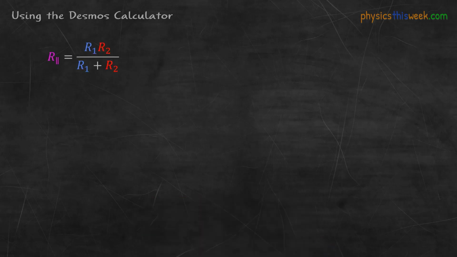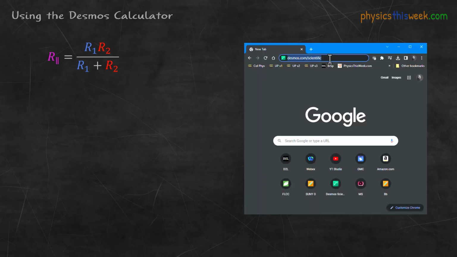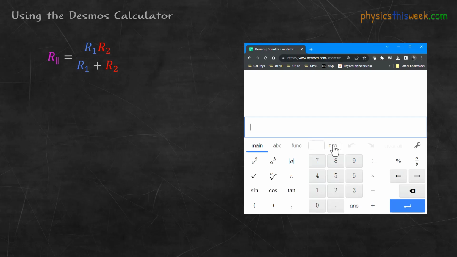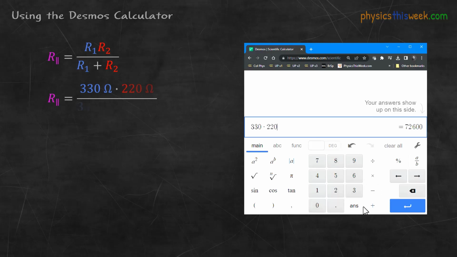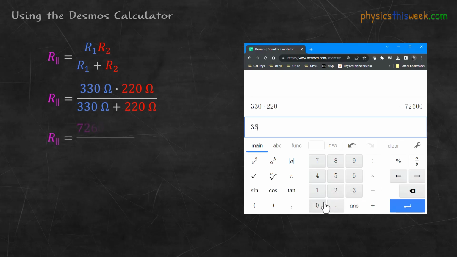I grew up using a calculator that only showed one value at a time. Because of this, I tend to do each step separately. With modern calculators, you have multi-line inputs, so you might not want or need to show all of the calculations. I like to use the Desmos scientific calculator at desmos.com/scientific. For my numerator, I just multiplied 330 times 220 to get 72,600. For the denominator, I just added 330 plus 220 to get 550. If I wrote each of these down, I'd divide them and write down my final result.